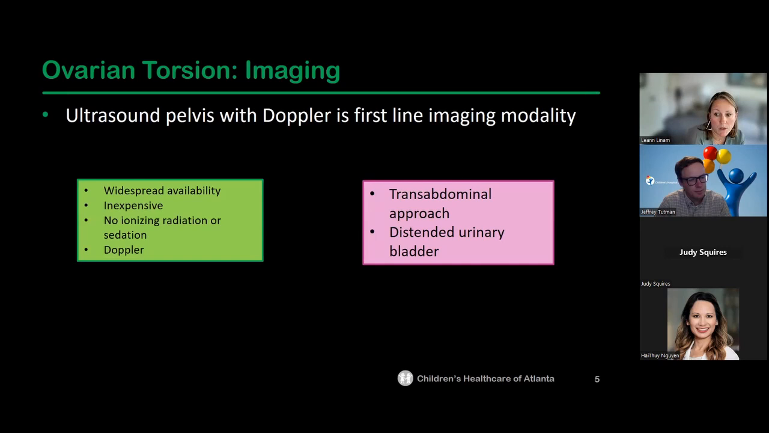So how do we image ovarian torsion? Classically, we use an ultrasound of the pelvis with Doppler as the first line. And this is great because it's widely available, it's inexpensive, there's no radiation, and we can use Doppler to look at blood flow. Limitations in the pediatric population is we use a transabdominal approach, which requires a distended urinary bladder. So that can either take time or require placement of a Foley catheter.